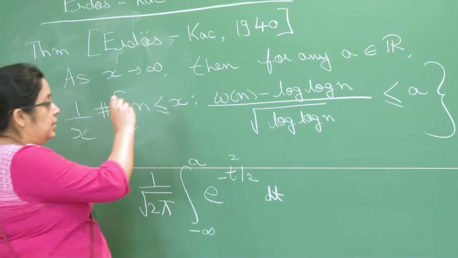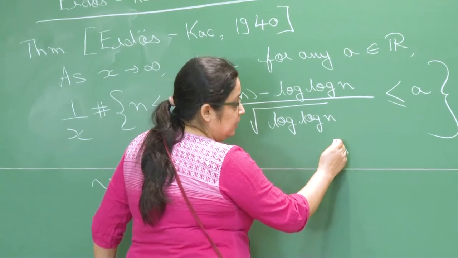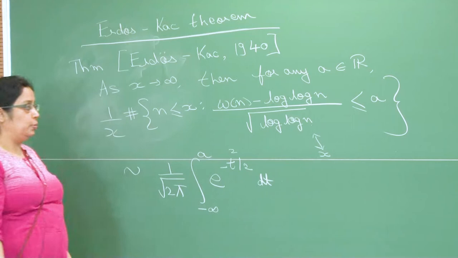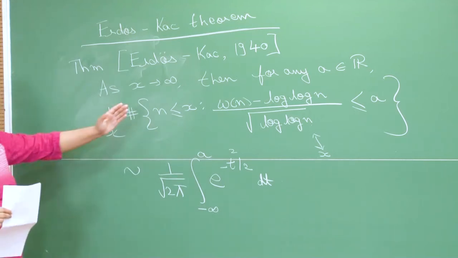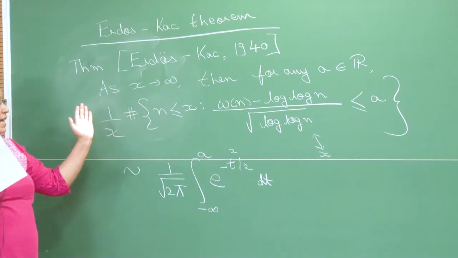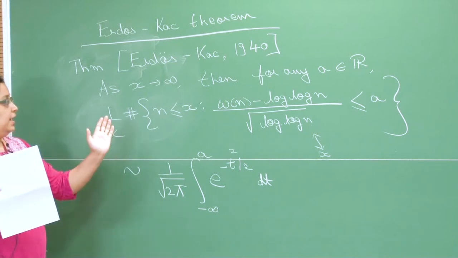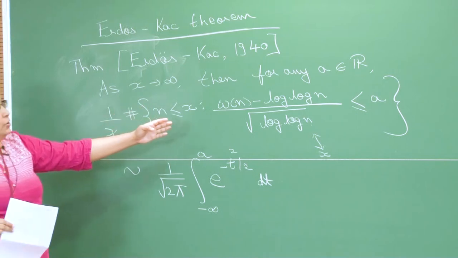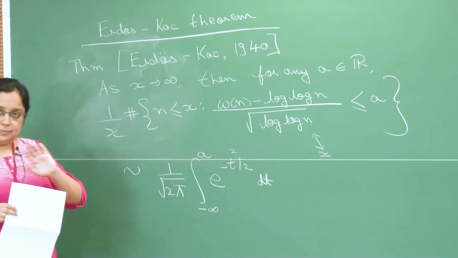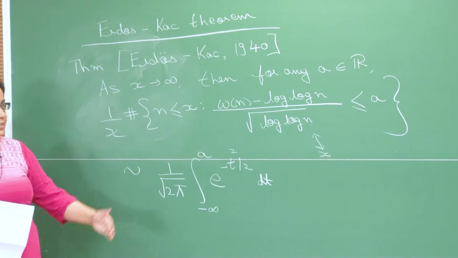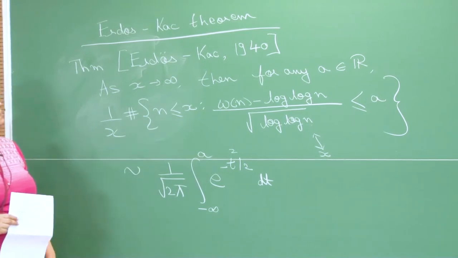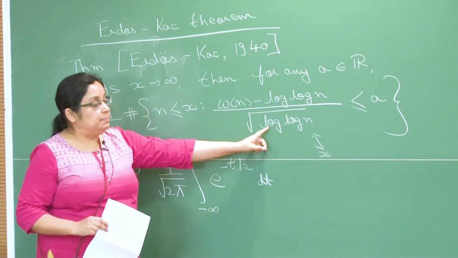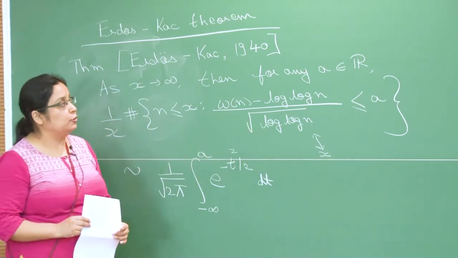Now, a small remark here. In this theorem, it does not matter whether you write n or x in the denominator, because if you take all the n's up to x, unless your n is very, very small, asymptotically root log log n and root log log x match each other, and it is the asymptotics that we are concerned about. So you can restate the same theorem with the denominator replaced by square root of log log x.